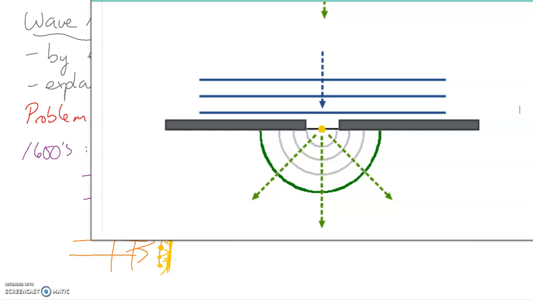Okay, so if you remember, opening too wide, too many point sources side by side, you end up with a flat section in the middle. If the opening's way too small, you just restrict the amount of energy. You still get good spreading, but most of the energy is being blocked.